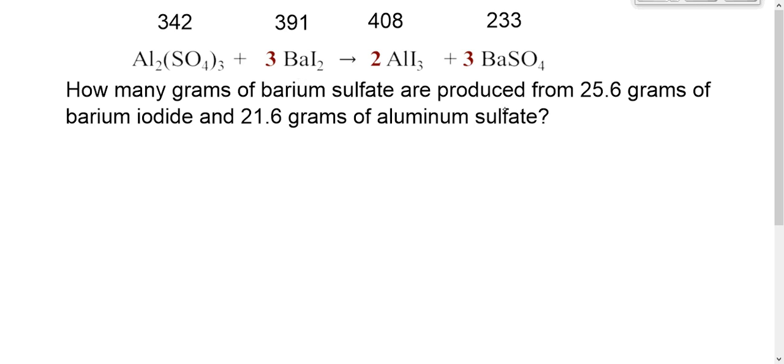So I'm going to start with my limiter guess. So I've got a 3-step stoichiometry. And I want to find out how many grams of aluminum sulfate are required.